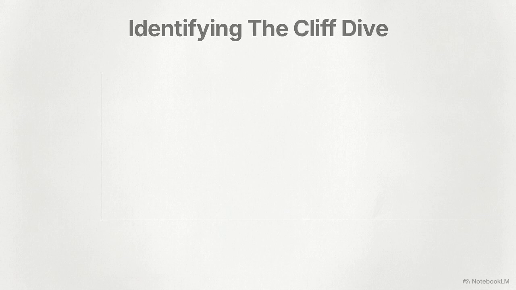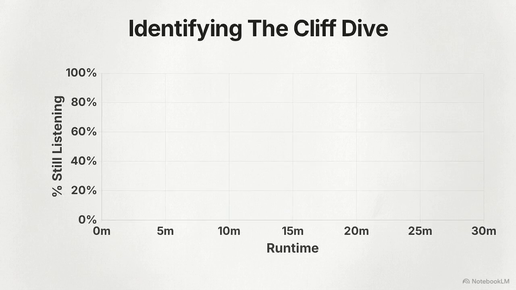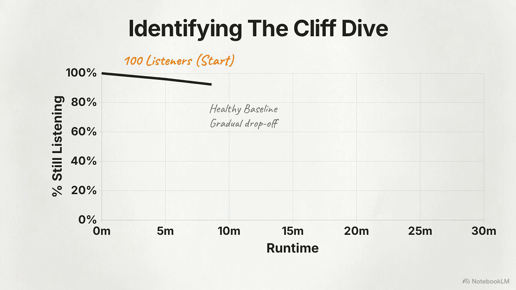This graph shows listener drop-off over time. The bottom axis tracks runtime. The vertical axis tracks the percentage still listening. Imagine that starting point as 100 people in a room. A gentle downward slope is healthy baseline retention.